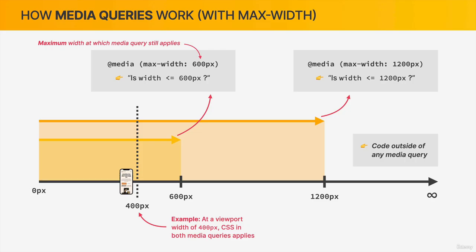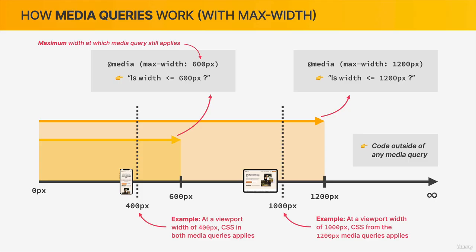But now another example, this time with a phone of 1000 pixels of width, or maybe actually a tablet. Here only the 1200 pixel media query applies, because only that condition is true. 1000 is of course less than 1200 pixels, but it is not less than 600. And therefore, only this 1200 pixel media query applies here. So with that, I hope you understand now how the max width media queries work. Let's now switch to our code and try it out there.